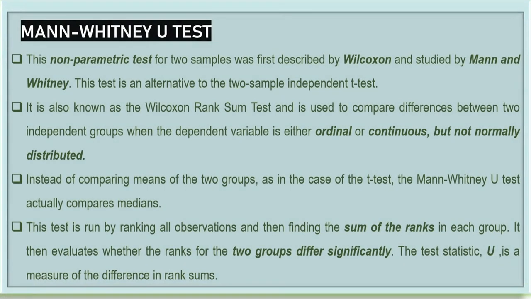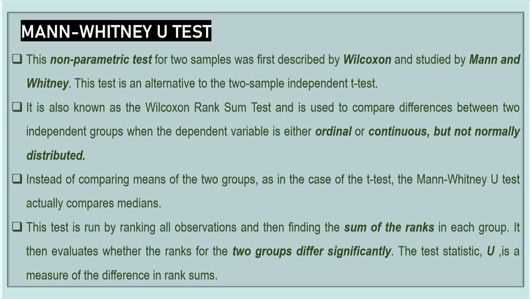Mann-Whitney U Test. This non-parametric test for two samples was first described by Wilcoxon and studied by Mann and Whitney. This test is an alternative to the two-sample independent t-test. It is also known as the Wilcoxon rank sum test and is used to compare differences between two independent groups when the independent variable is either ordinal or continuous, but not normally distributed. Instead of comparing means of the two groups, as in the case of the t-test, the Mann-Whitney U test actually compares medians.